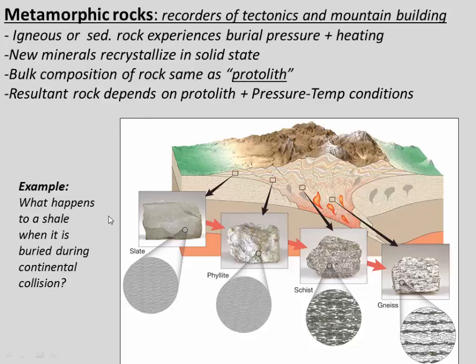Now, an example of this is if we start out with shale, which is a sedimentary rock, and we progressively bury it deeper and deeper under a mountain range, it actually becomes a new rock at each stage of pressure and temperature. So it might first become a slate, then with additional heat and pressure, it would become a phyllite. With additional heat and pressure, it would become a schist, and eventually a gneiss. And we'll look more at this in the future, but the main point here is that you would start with a single protolith, and depending on the pressure temperature conditions, you could end up with a very different variety of rock types.